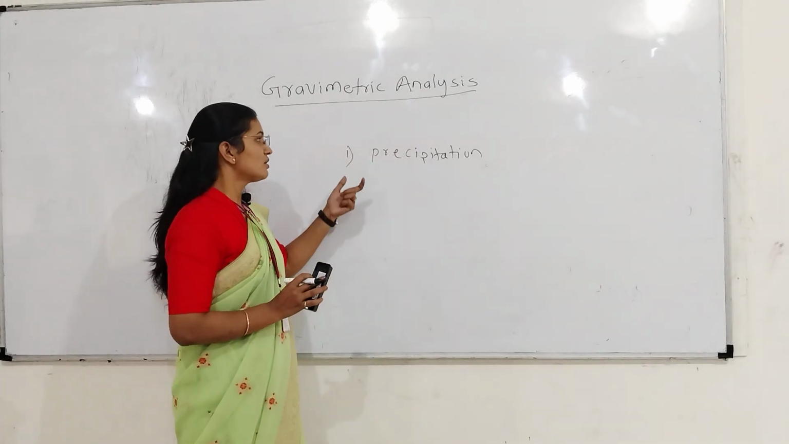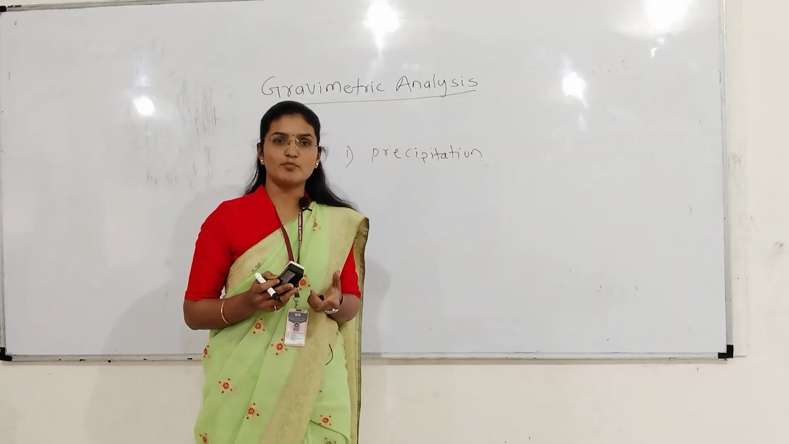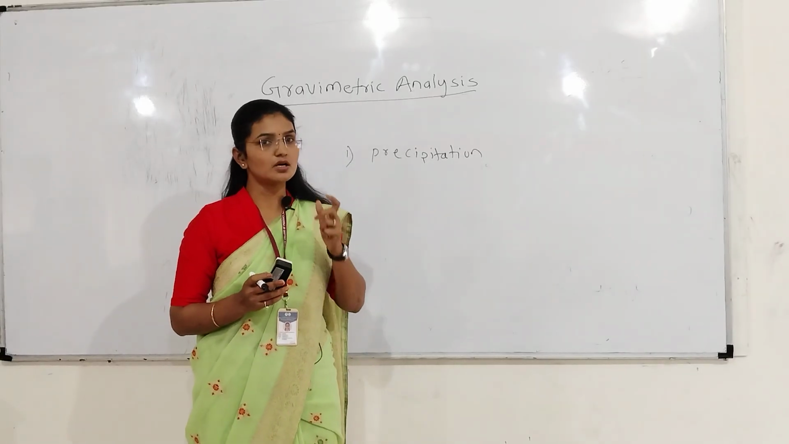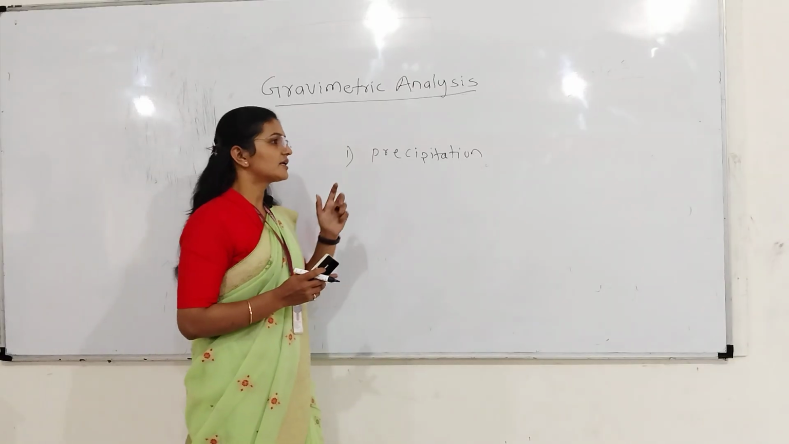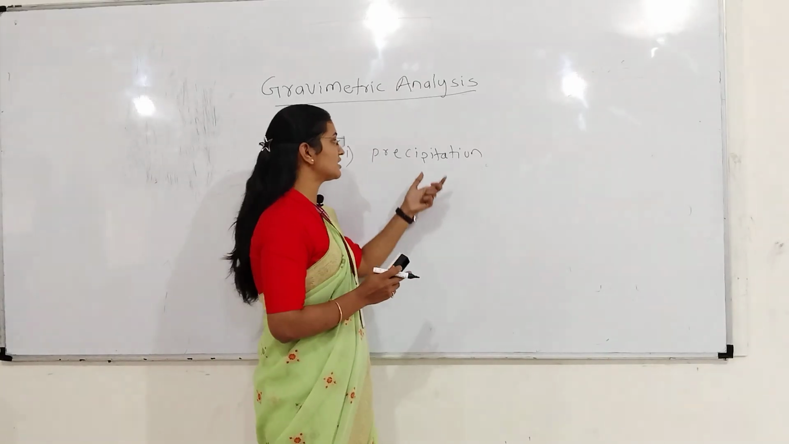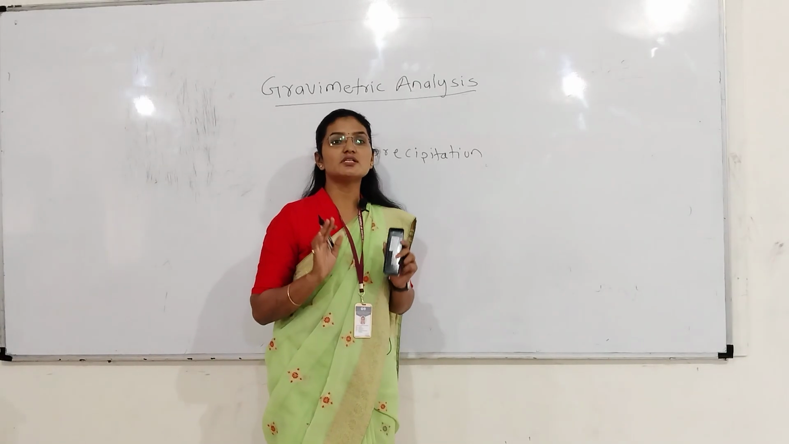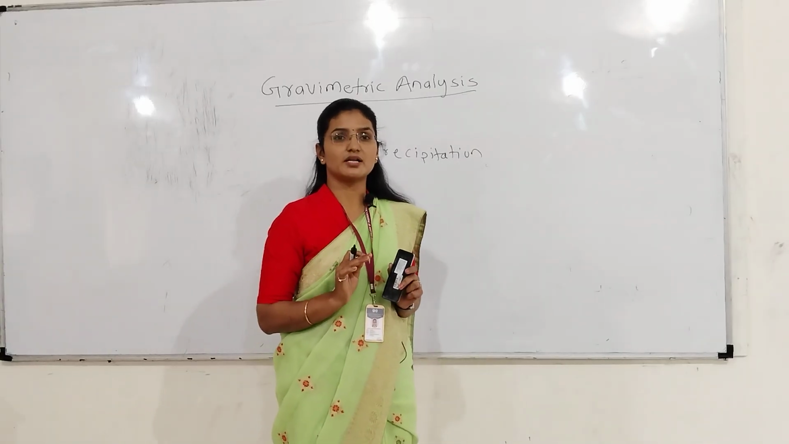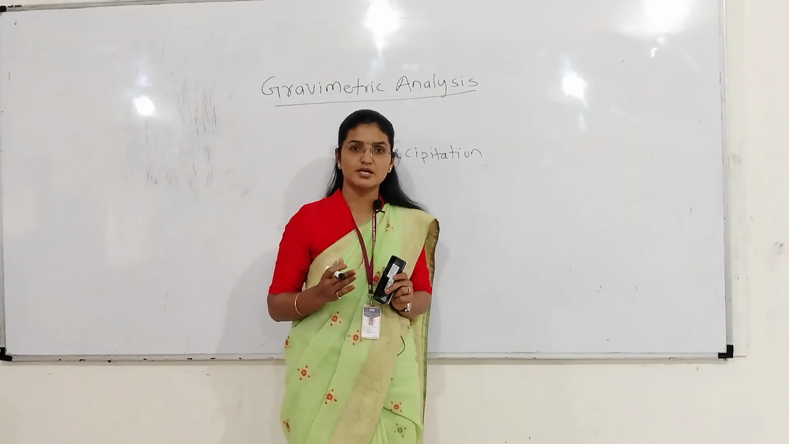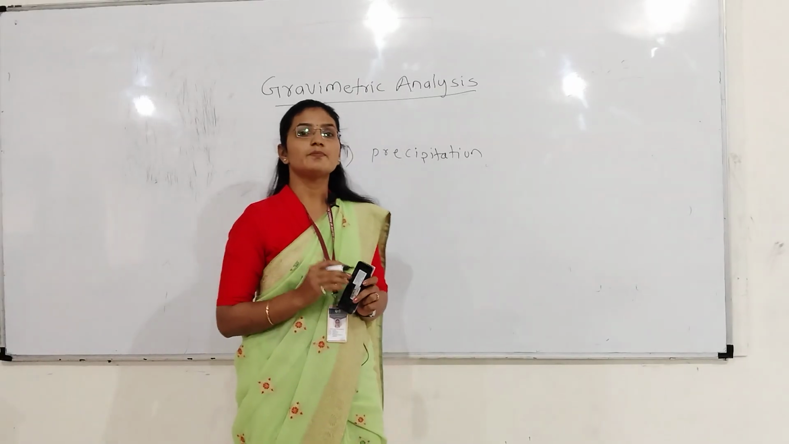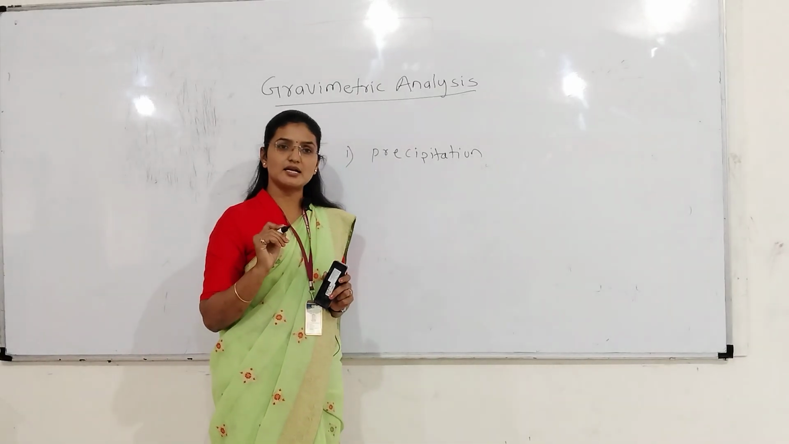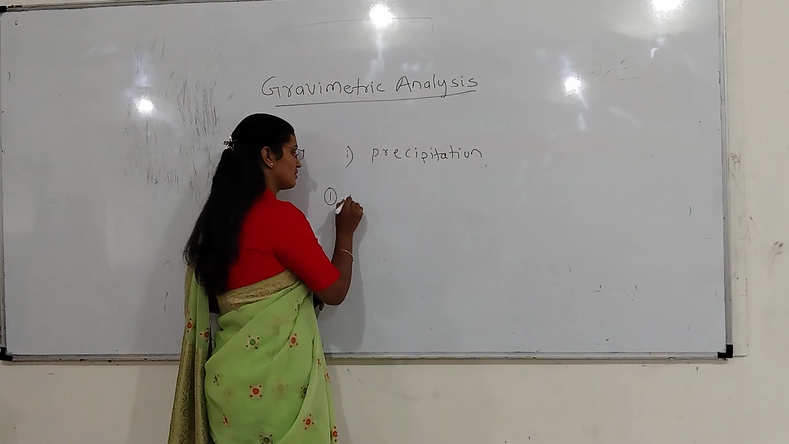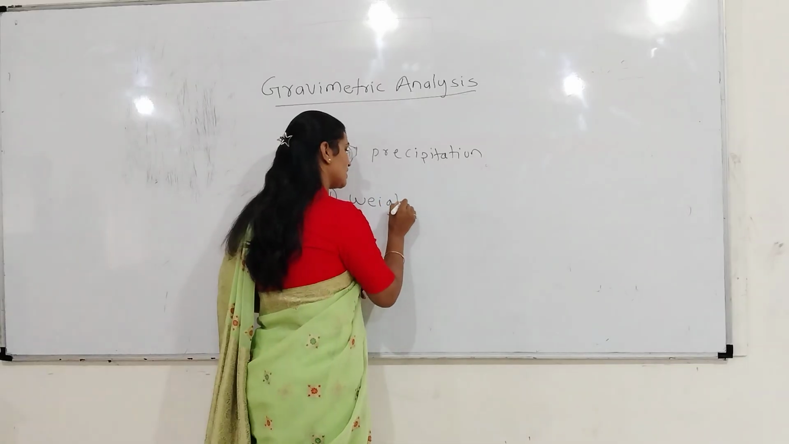So let's see how the gravimetric analysis can proceed, the procedure for the gravimetric analysis. For gravimetric analysis by using the precipitation method, there are 7 steps involved. One by one I will explain them. The first step for the gravimetric analysis by using precipitation is the weighing.